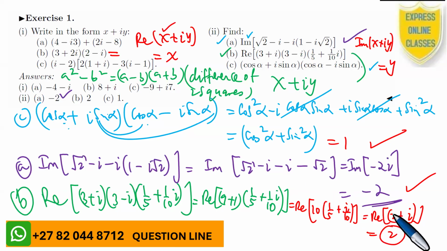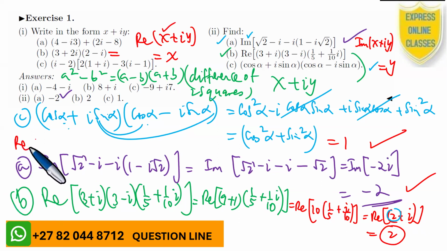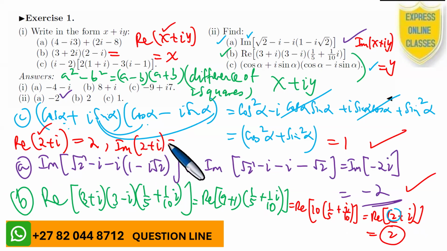So the real part is only this. So the question is, what is the real part of 2 plus i? The real part is only 2. If somebody wanted the imaginary part of 2 plus i, the imaginary part will be 1. So this is what would be the answer to B and then the answer to A also.